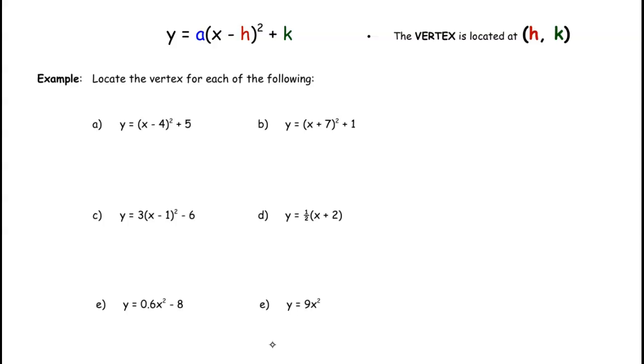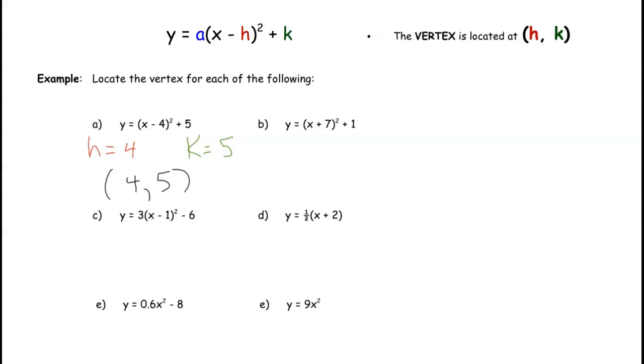So I always find it helpful to identify what my h and my k are. I would set myself up by saying what is h and what is k in each question. In the first question, my h value is 4 and my k value is 5. So I put that in, and then it's really easy to get my vertex. My vertex would therefore be at 4, 5.